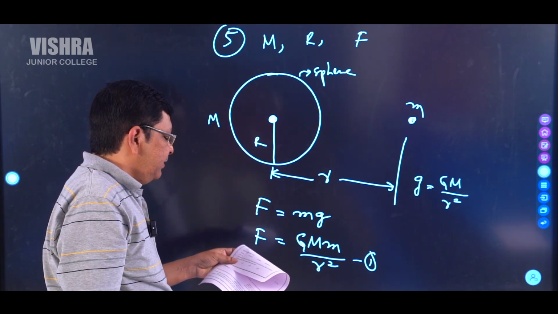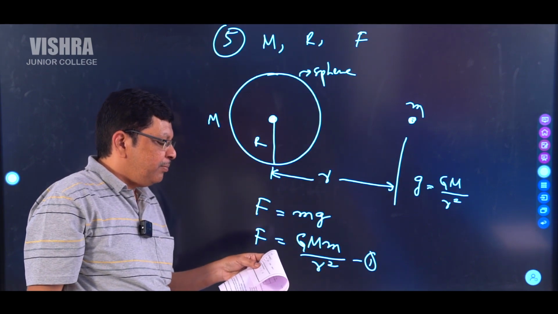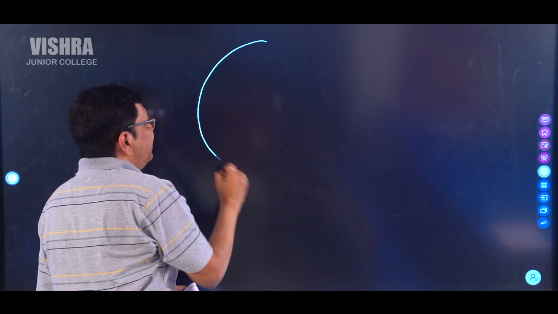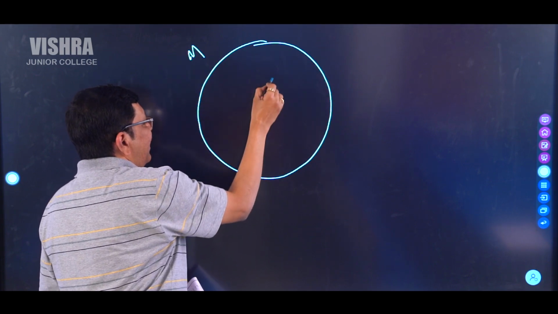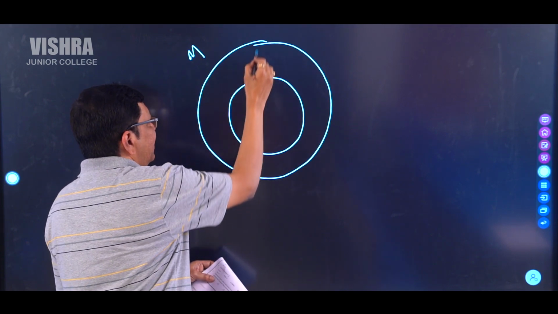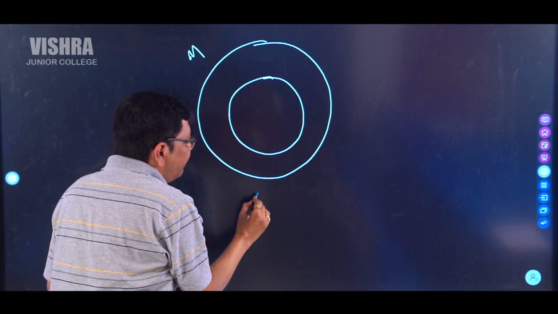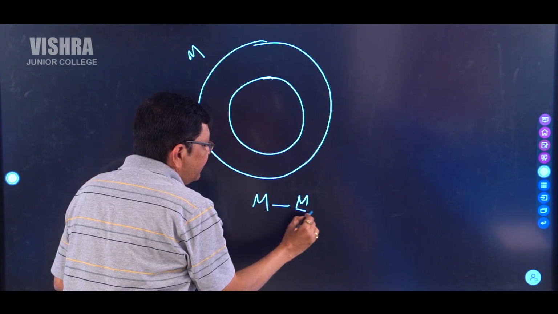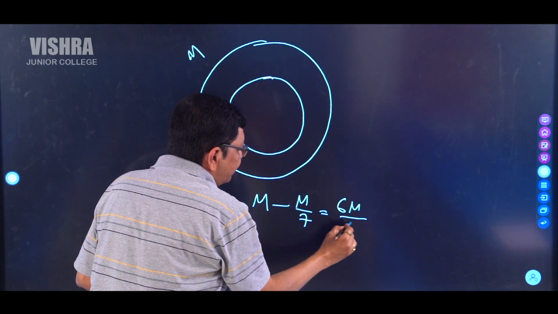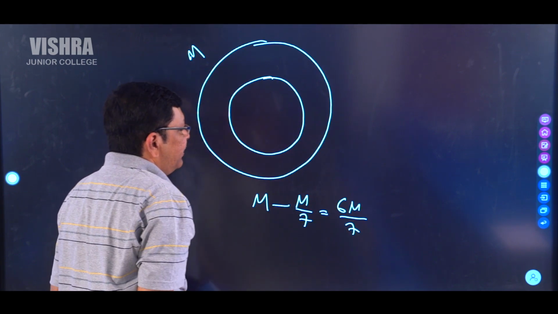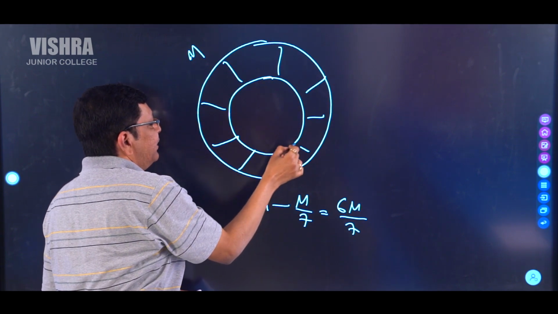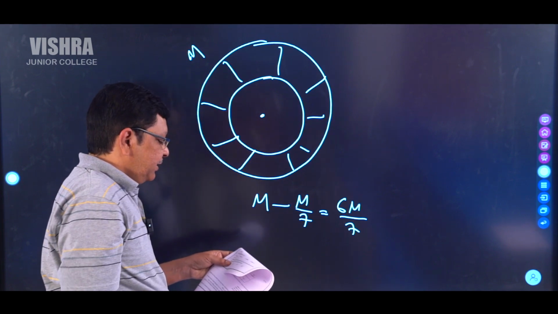Now what is given is that a concentric spherical mass M by 7 is removed from it. So from the original sphere of mass M, concentrically means same center, a spherical portion of mass M by 7 is removed. From total mass M, when M by 7 is removed, then the remaining portion will be 6M by 7. Here the remaining mass is only this because the concentric portion is removed.